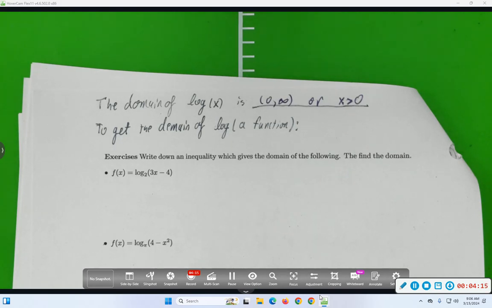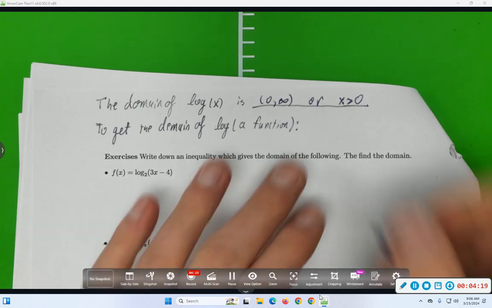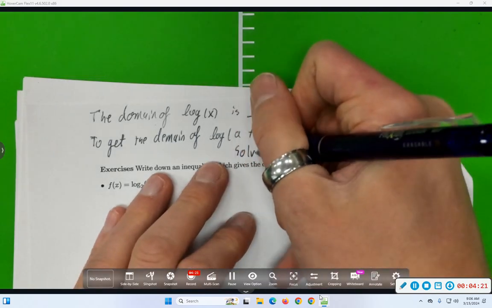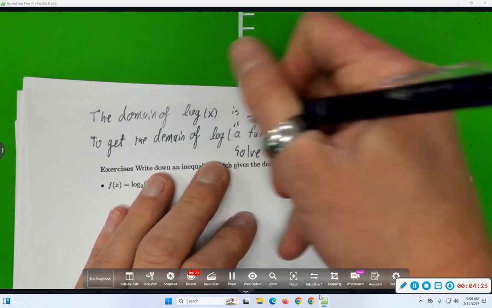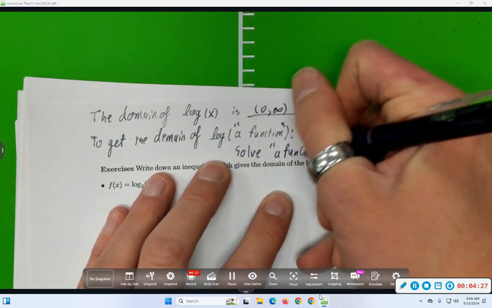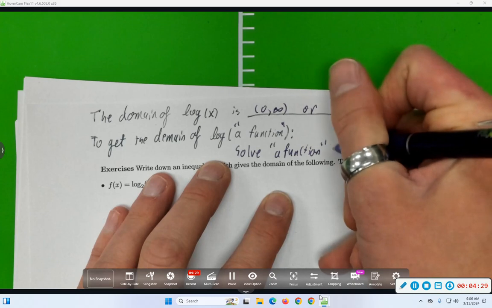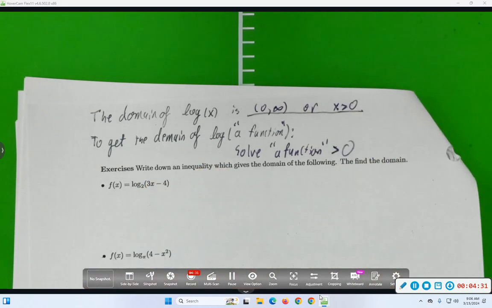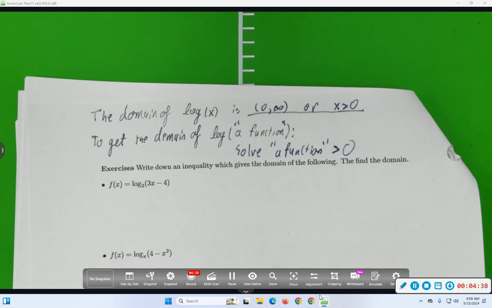If you want the domain of log of some stuff, what do you need to do? You need to solve, let's put quotes around it, a function to indicate it's the same function, strictly bigger than 0. So whenever you want to find the domain of something that involves a logarithm, figure out where that stuff is positive. That seems reasonable.